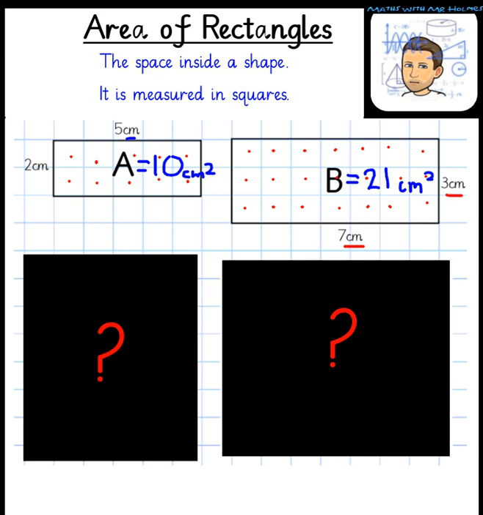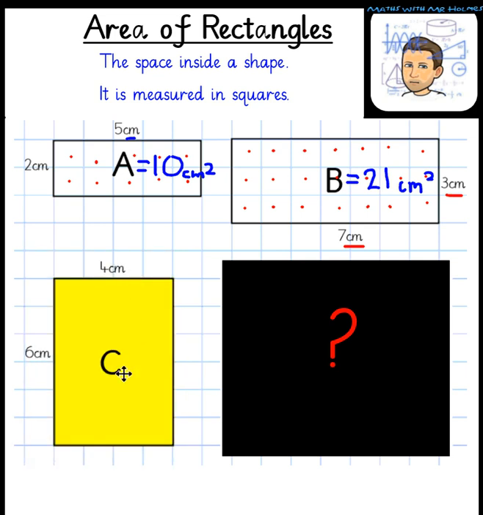Let's try rectangle number 3. So this is rectangle C. You will notice it's slightly different. It's been filled in, so we can't see the squares.